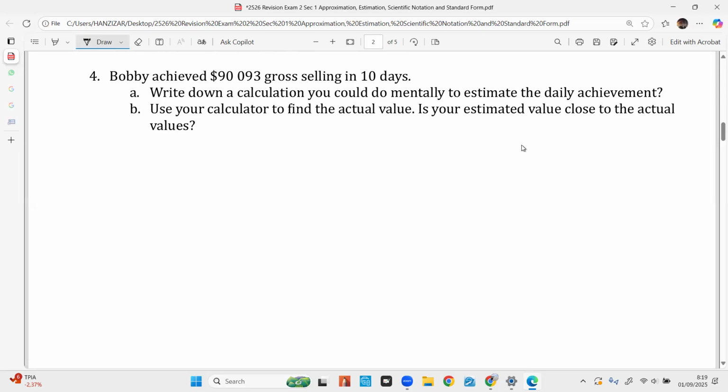Okay, now number 4. Bobby achieved $90,093 gross selling in 10 days. I will change it a bit to make it more understandable. Not 10 days, 11 days. Okay, I will change it to 11 days. And A, write down a calculation you could do mentally. Underline mentally. It means you do estimation to estimate the daily achievement.